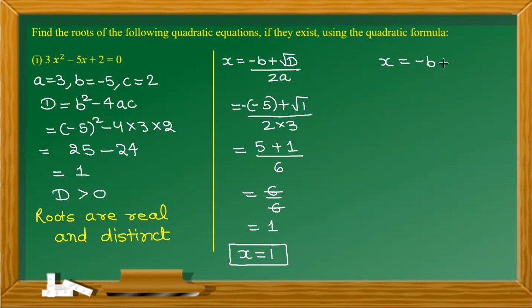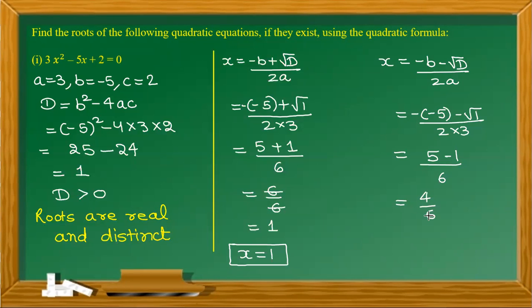Second root is given by minus b minus root D divided by 2a, minus minus 5 minus square root of 1 divided by 2 multiply 3, which is 5 minus 1 divided by 6, which is equal to 4 divided by 6. And on simplifying, we get x is equal to 2 over 3. So x is equal to 1 and x equal to 2 by 3 are the real roots of this quadratic equation.